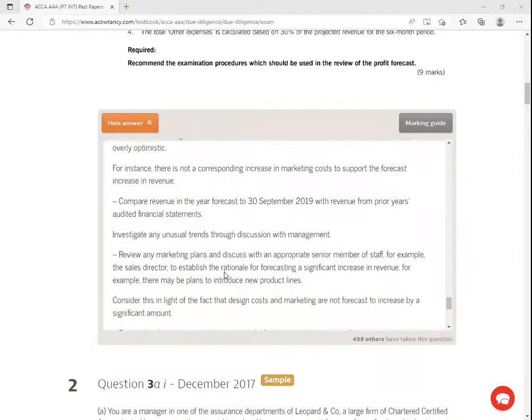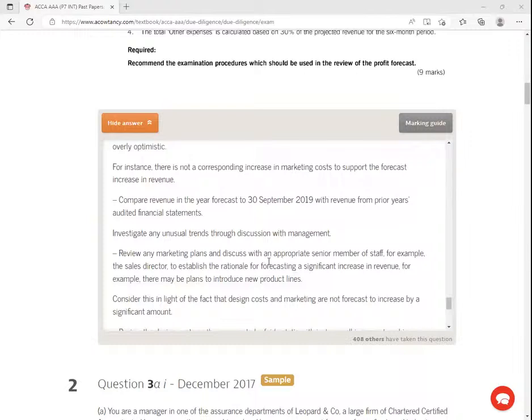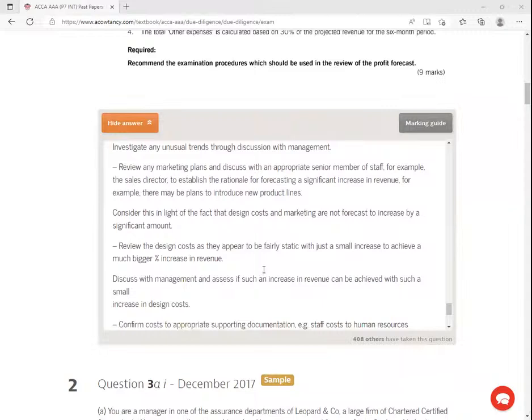Review any marketing plans and discuss with an appropriate senior member of staff, for example, the sales director, to establish the rationale for forecasting a significant increase in revenue. For example, there may be plans to introduce new products. Consider this in light of the fact that design costs and marketing are not forecast to increase, which is something that you can easily see.